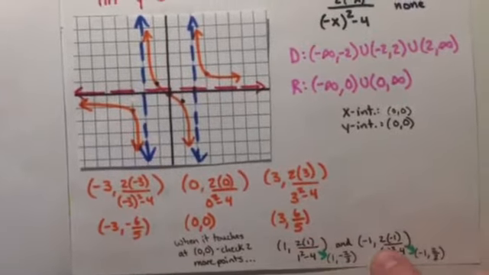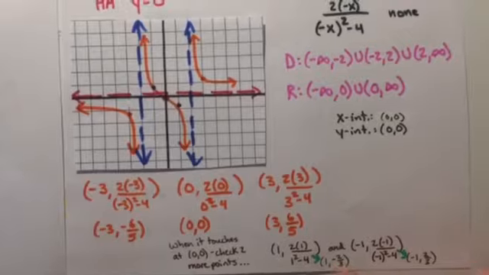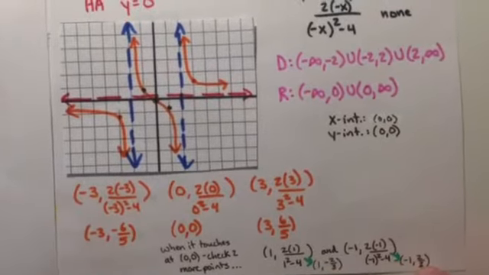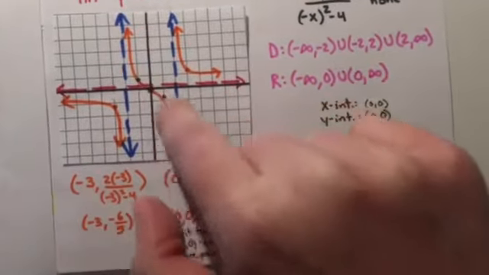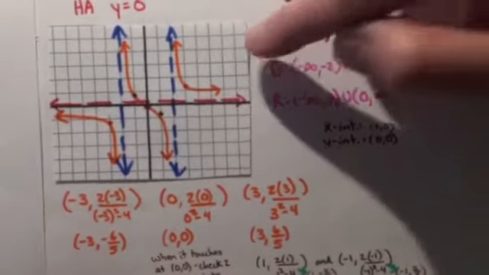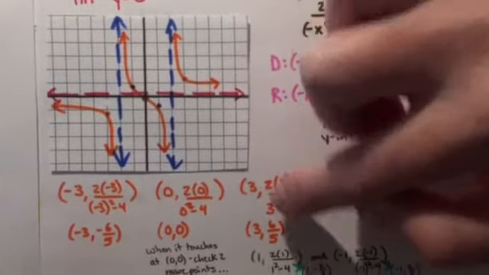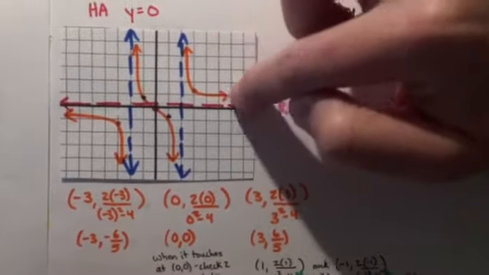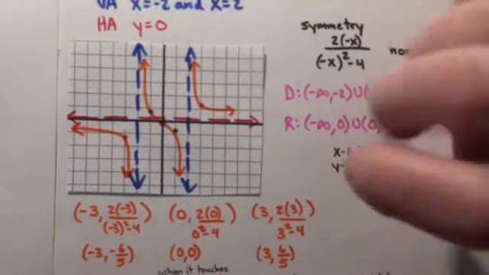So I put those over here. I checked 1 and -1. So I got 1 and -2/3 and -1 and 2/3. And that showed me how it fit in the middle. And then I checked over here to the right. 3 gave me 6/5. So that told me my little branch was up at the top.